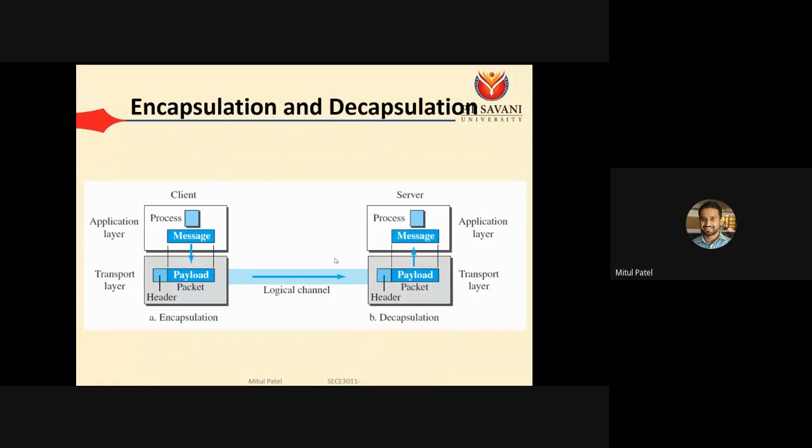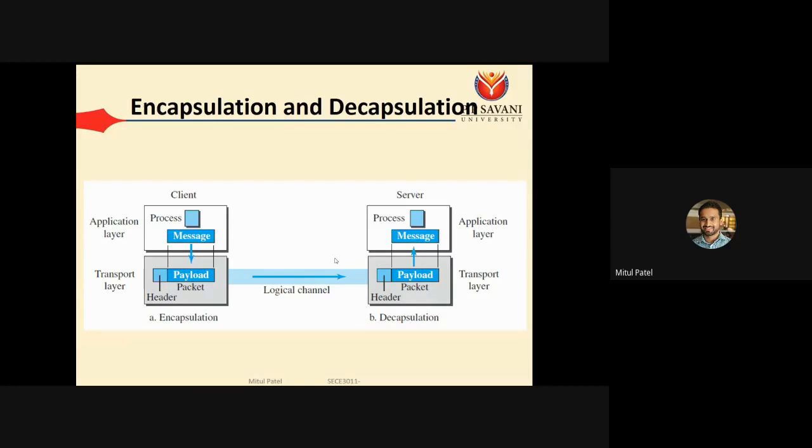The first responsibility of the transport layer is encapsulation and decapsulation. Encapsulation means adding a header. The transport layer will receive different messages from the application layer, and then it will add the header to each and every chunk. For example, let's say we have opened Gmail. If Gmail is generating various types of messages, these messages are delivered to the transport layer.